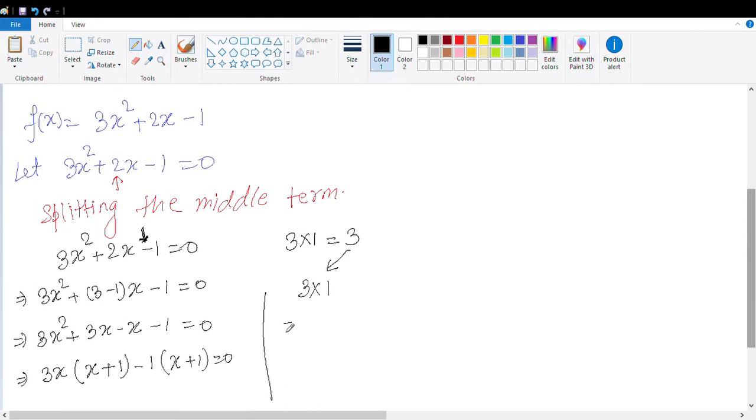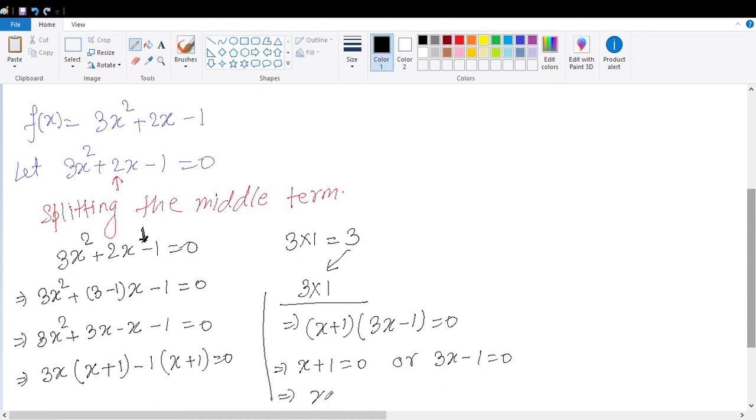So this is x plus 1 common, and in another bracket you will get 3x minus 1 equal to 0. Now from here you can see the product of two terms is 0. It means either x plus 1 will be equal to 0 or 3x minus 1 will be equal to 0. So x will be equal to negative 1. This is one answer, and x is equal to 1 over 3 is the other answer. This is called splitting the middle term.